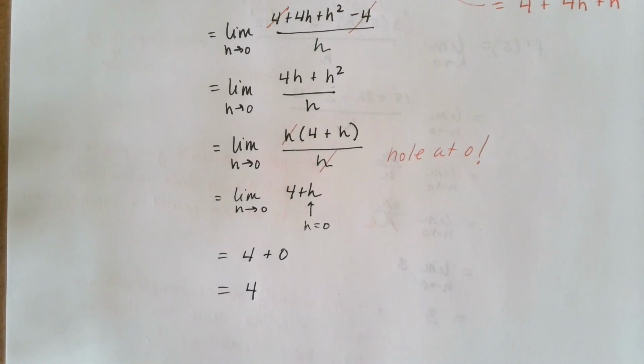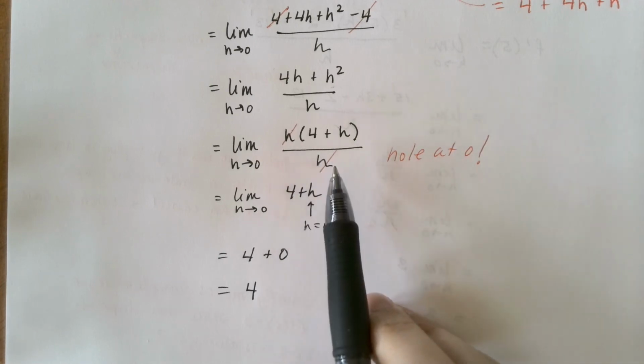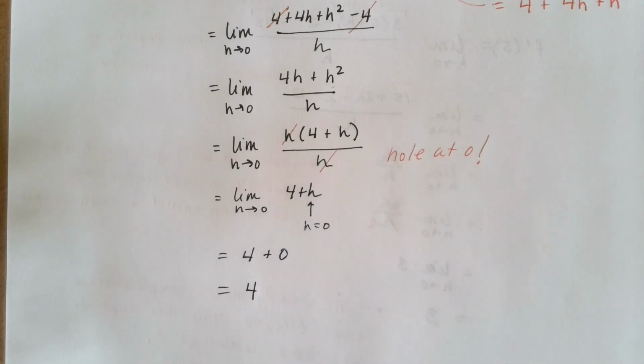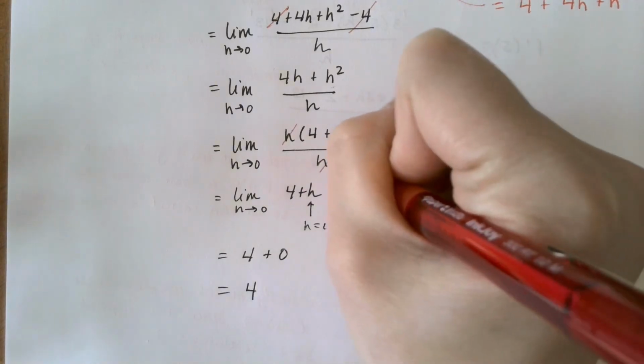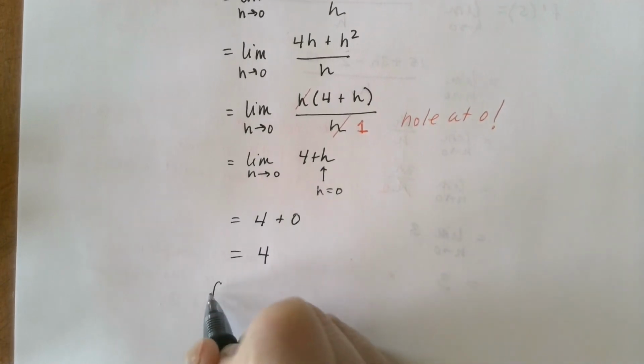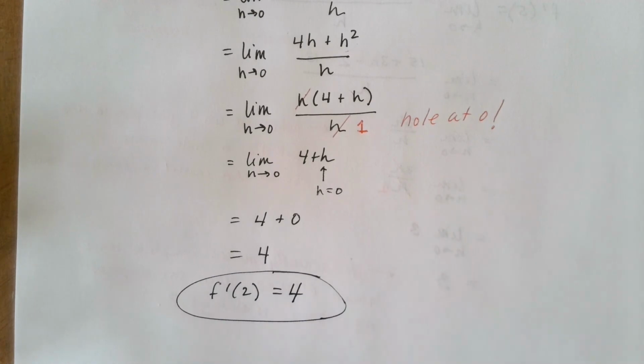One last thing I want to point out before we finish is in this step here, when I canceled the h's, it can sometimes be weird when the only thing in the denominator or the numerator cancels away. What's left when you do that is a 1. So if things ever get weird, it's a 1 in that spot after it cancels. So my final answer to this problem is that f prime of 2 equals 4 when f of x equals x squared.